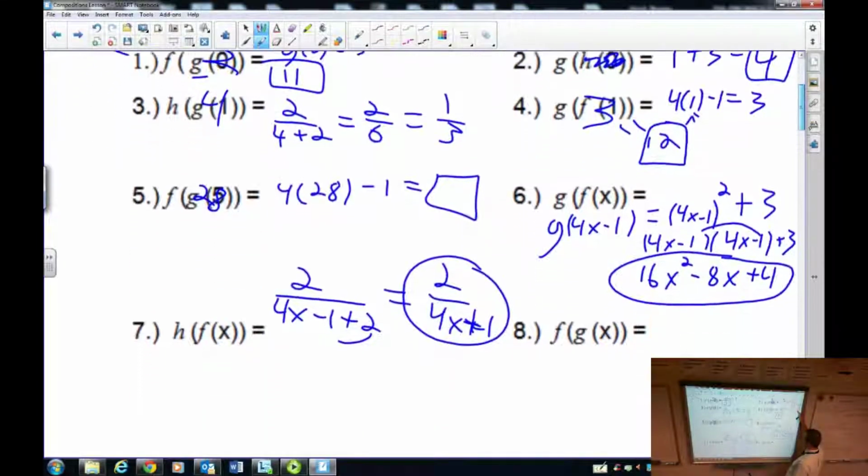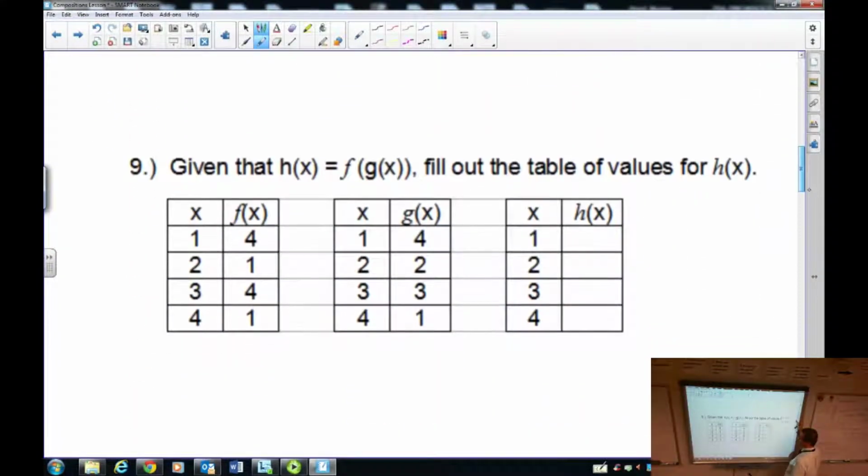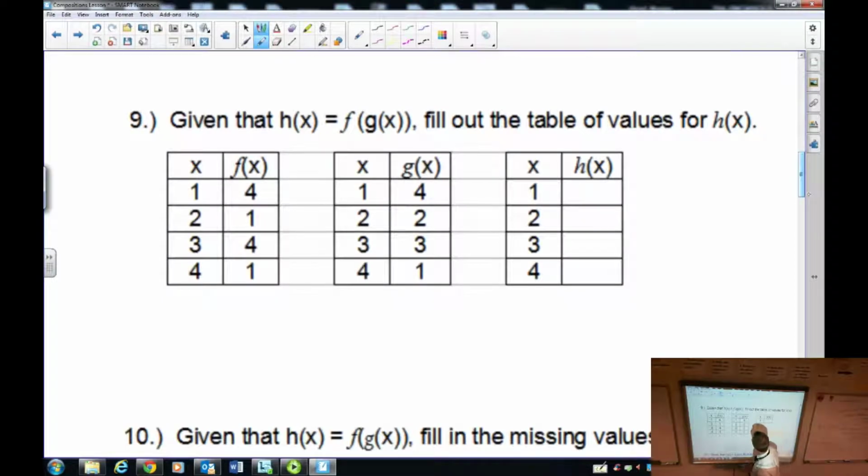See if you get number 8 right. Let's start number 9 with the table. So again, how the table works is, we start off by trying to fill in the blank here, h of x equals 1. So h of 1 equals some output value. So 1 is the input, and the output is h of x there. So in order to find that, we have to come over here and do h of 1 is equal to f of g of 1.